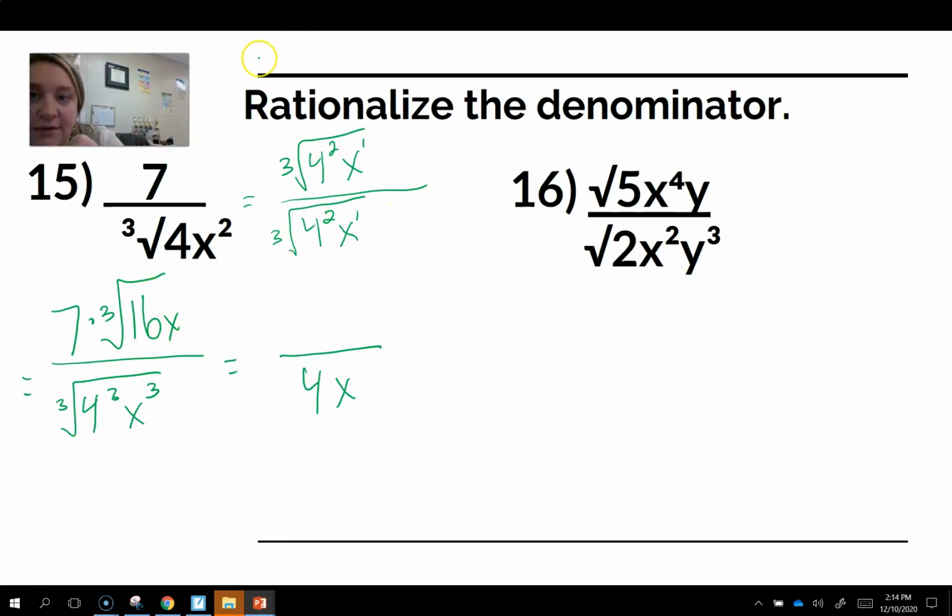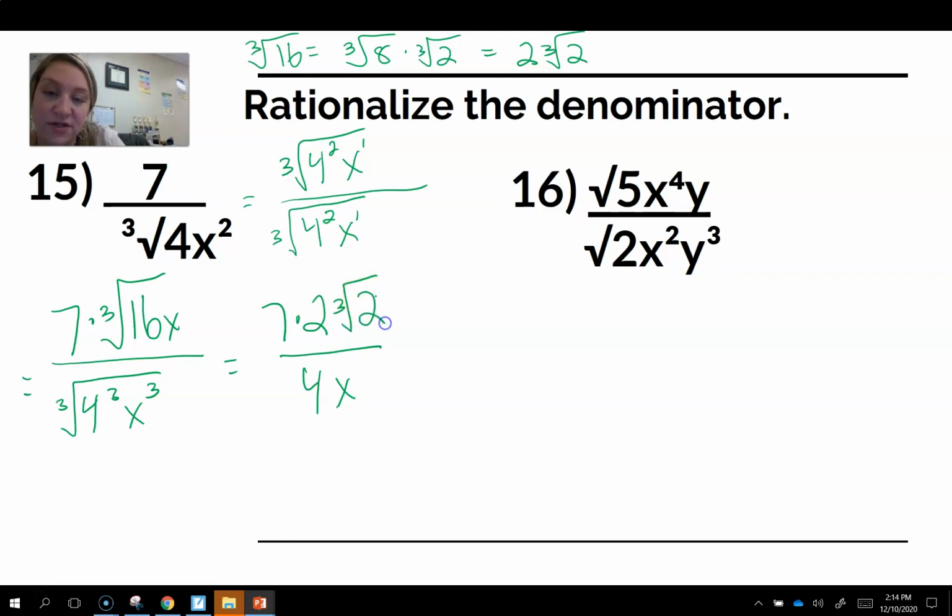Okay, the cube root of 16, I'm going to do it up here. So I can break apart 16 to be 8 times 2, right? The cube root of 16 is the same thing as the cube root of 8 times 2. And 8 is a perfect cube. You should know that. The cube root of 8 is 2. And then cube root of 2 is still there. So 7 times 2, cube root of 2. So that's going to give me 14 times the cube root of 2, all being divided by 4x.